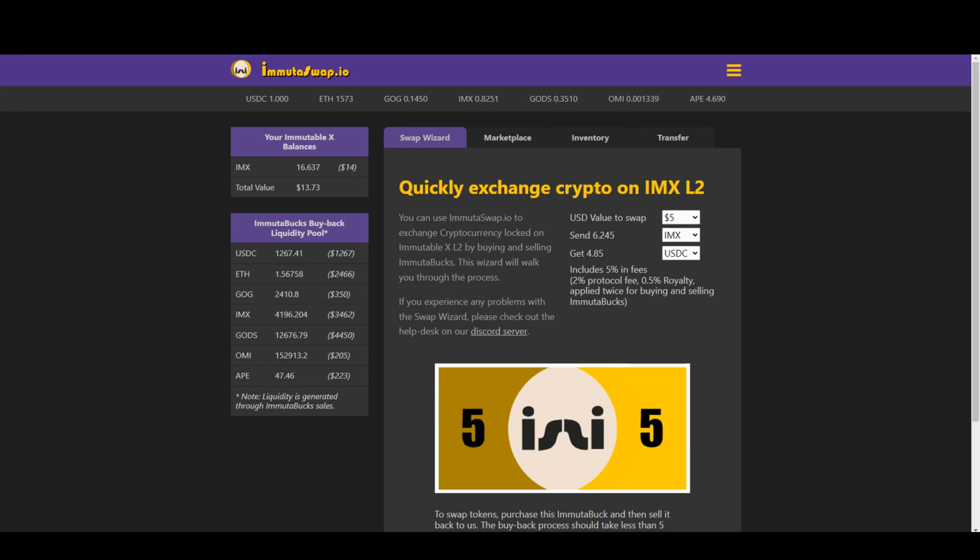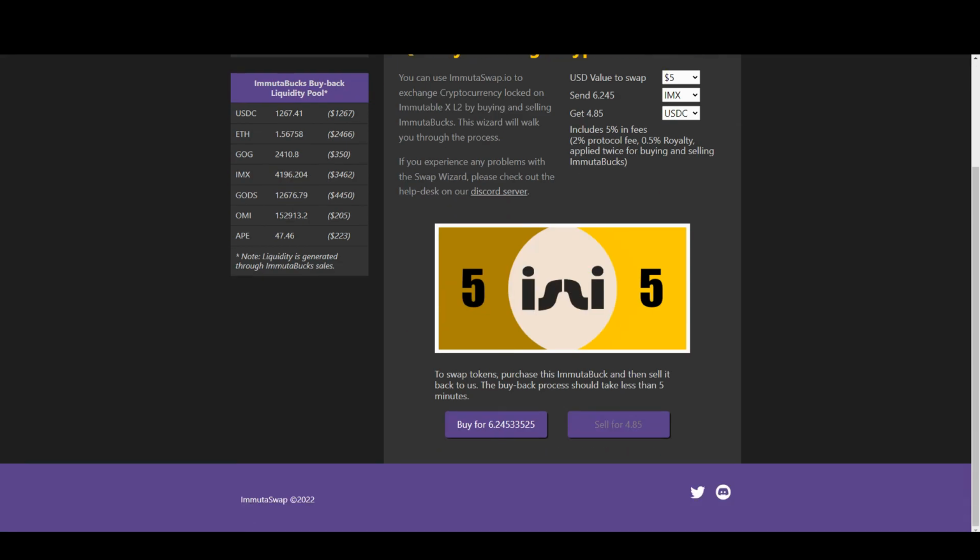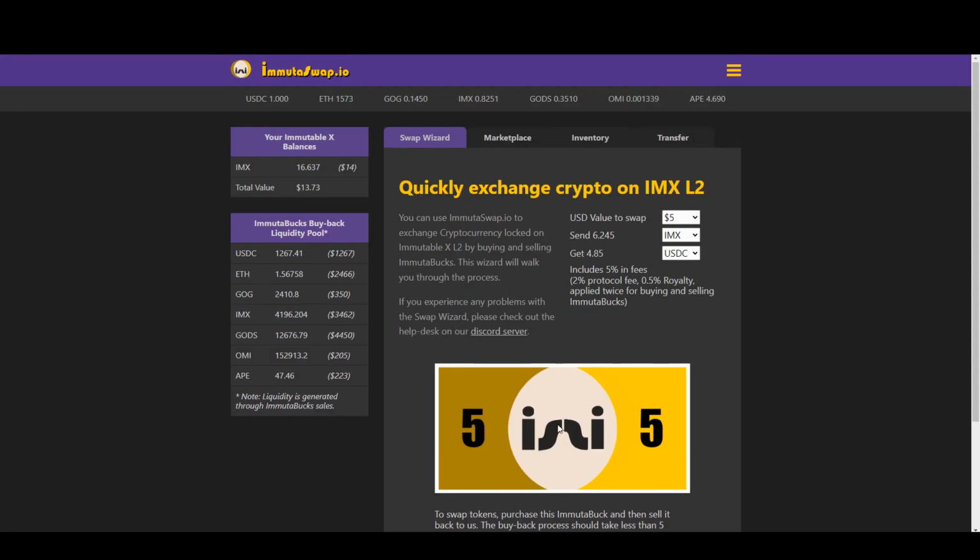So you set here what you want to do as a swap, 5% fees. And what you end up doing is you purchase this Immutabuck NFT, and then you sell it back. It's a weird thing, that I'm going to buy this and then sell it back to them. I think this is partly a technical kludge to get around the fact that on Immutable X, you can't trade the tokens directly because of this technical issue. The only way to do it is to go in and out of Ethereum with these massive gas fees, which is ridiculous. So this is quite an elegant solution.